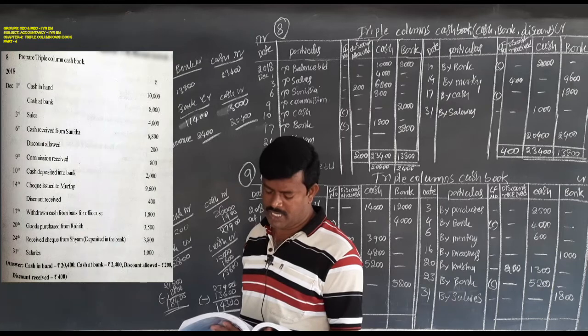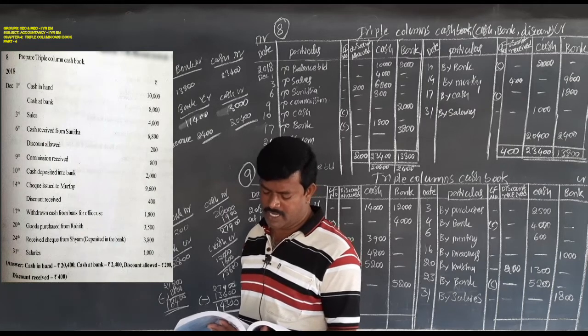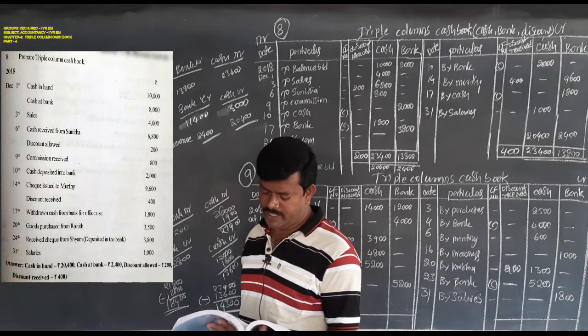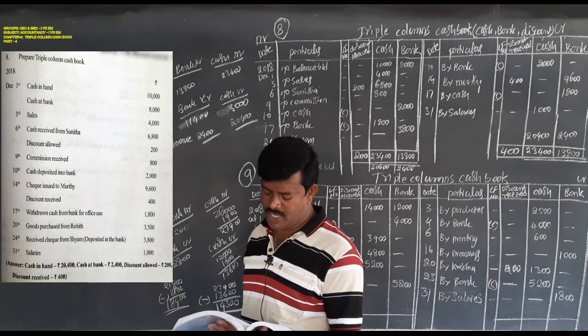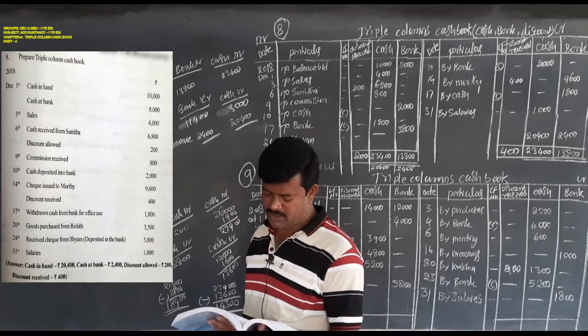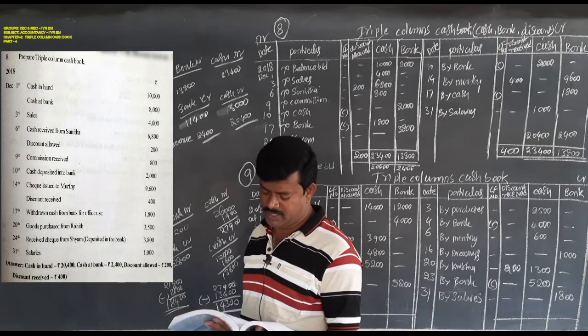Cash received from Sunita, it is debit side, cash column. Discount allowed. Commission received 800 rupees, it is also debit side of the cash column. Cash deposit into bank, this is contra entry, it will be debit side in bank column amount, credit side in cash column amount. Check issued to Murthy, so it is check payment, credit side bank column.